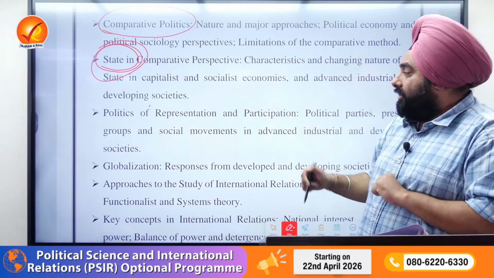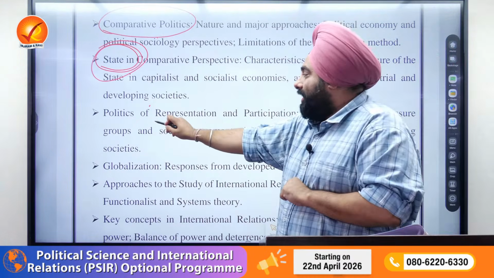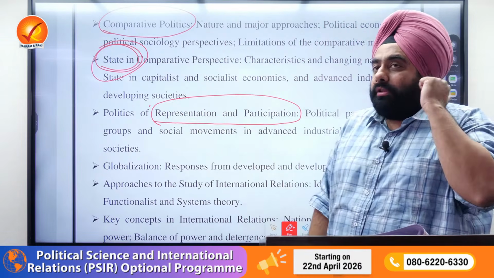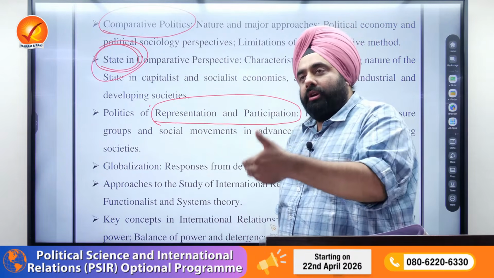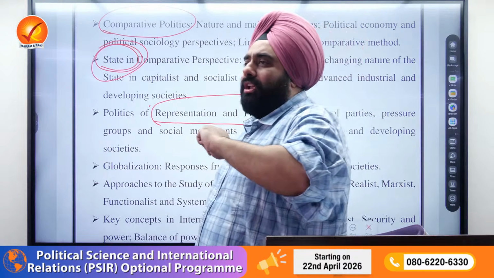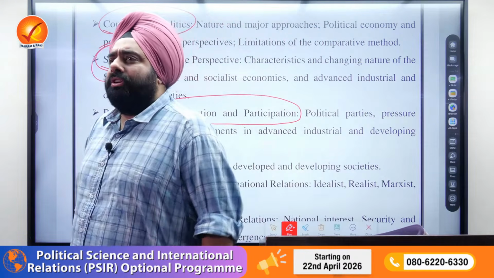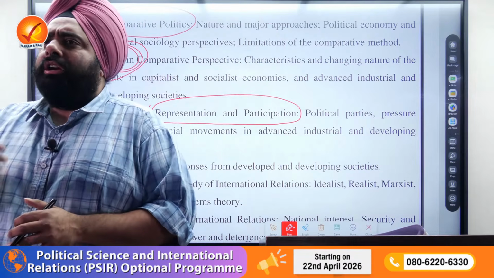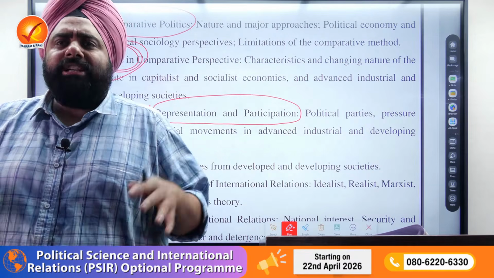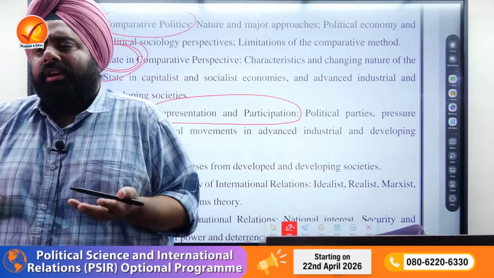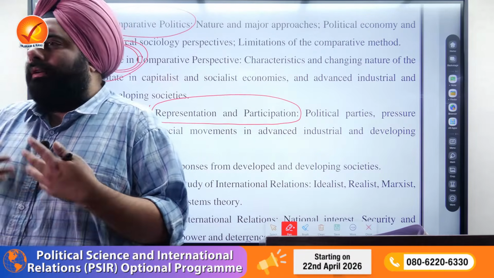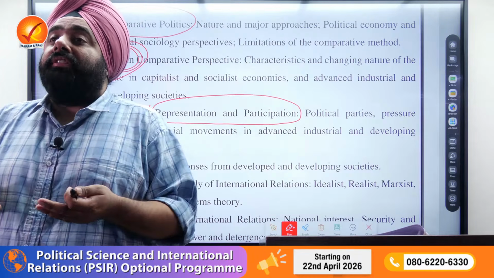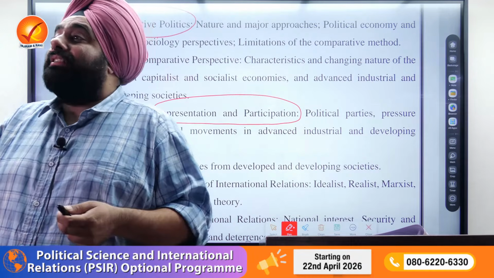And also, students, the third is the politics of representation and participation. That means in different countries there are different ways in which they try to ensure the politics of representation. In a representative democracy, students, people elect their representatives, and elected representatives formulate policies on behalf of the people. That's what happens in a democracy. What's a democracy? A government by the people, of the people, for the people. But students, even if there are representative democracies in the world, differences are there.